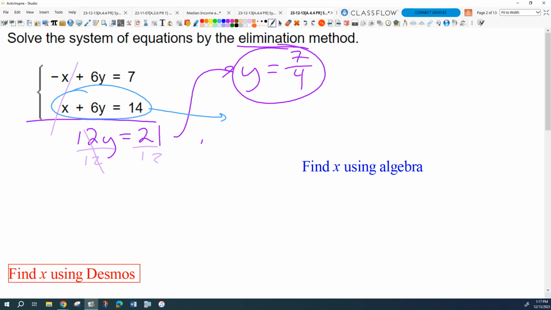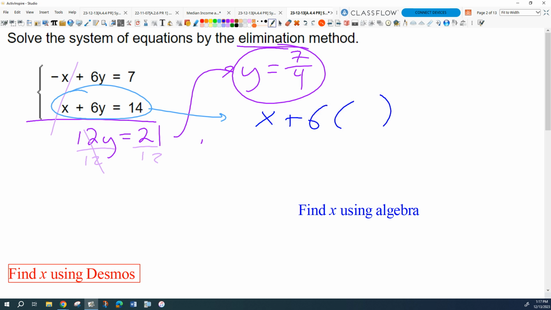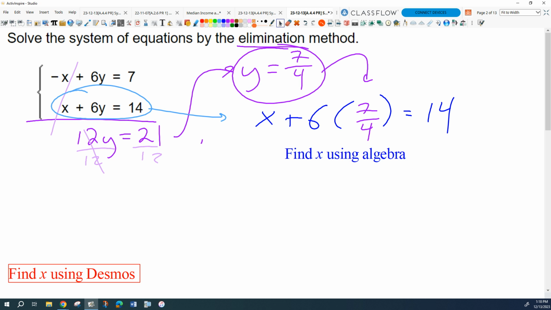And what do we get then? So we get x plus 6 times my y value, which is 7/4, equals 14. Okay, so what am I going to do here to find x? Okay, I've got to distribute, meaning I have to multiply, right?